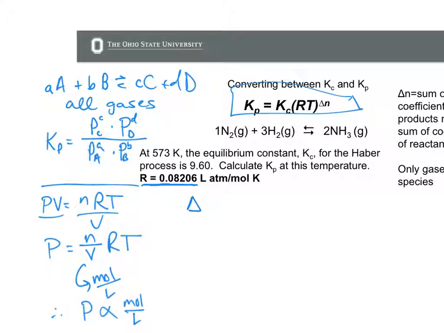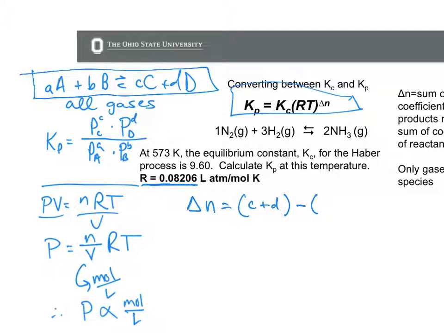Delta n, if we go back to our generic expression, is equal to the stoichiometric coefficients of the products minus the stoichiometric coefficients of the reactants summed together. So it would be C plus D minus A plus B. So you sum up the stoichiometric coefficients in the products, subtract the sum of the reactants. And there could be one reactant or product, or two, and on rare occasion 3.